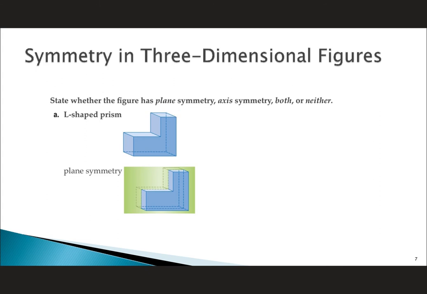And so now think about the figure going this way. You can actually see it in the picture beneath. That green plane is dividing the L-shaped prism in half. One half of the prism matches the other half exactly. So the plane symmetry doesn't always have to be coming towards you. It can be going horizontal to you as well. So keep that in mind. These are 3D figures and you can manipulate them as such.